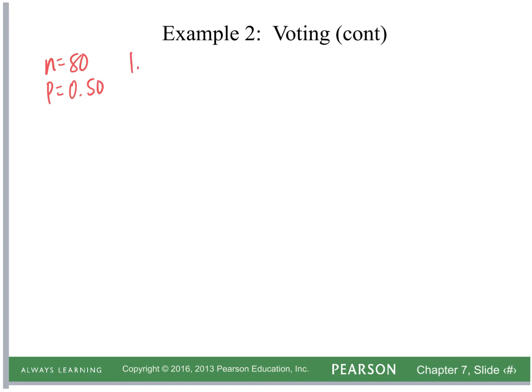Well, if we do this in an accurate and precise way, remember from section 7.1 and 7.2, what do we expect? Well, for P hat, we expect it to be the same as P. So we also expect it to be 50%.